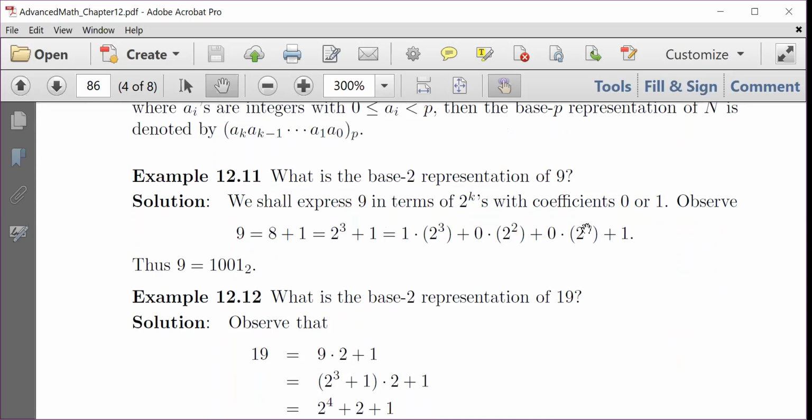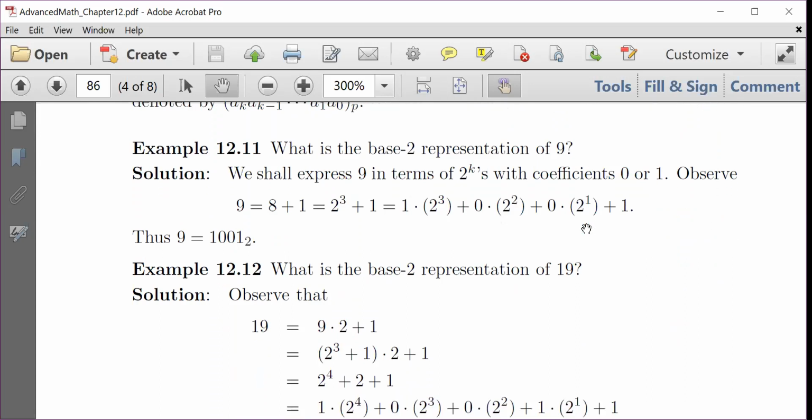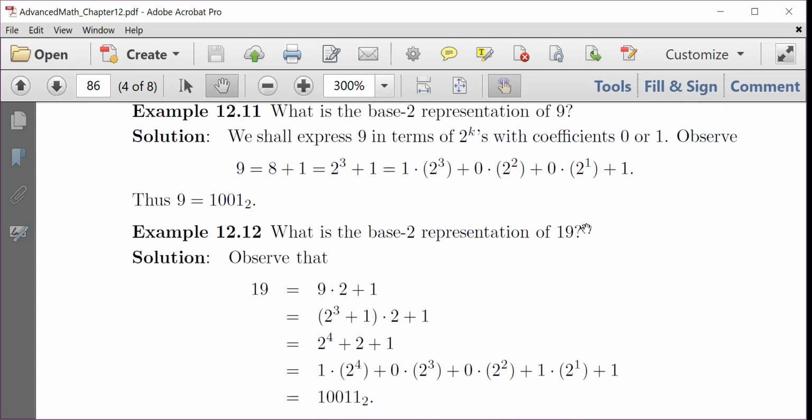Okay. So I have to list all those powers of 2. Even if it's a 0, I put a 0 times 2 cubed, 0 times 2 squared. And then I can just write down 10011 sub 2. So for the computer, when you record a 19, it will be on, off, off, on, on. Okay? If I erase the sub 2, it looks like 1001.